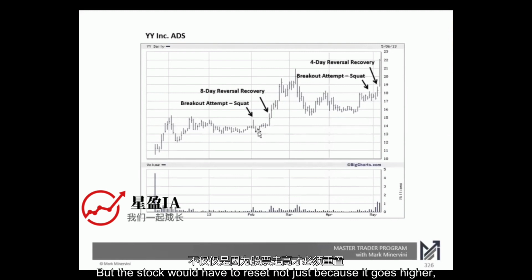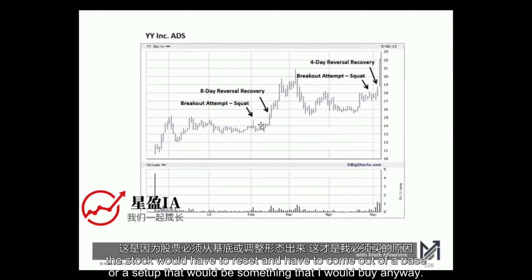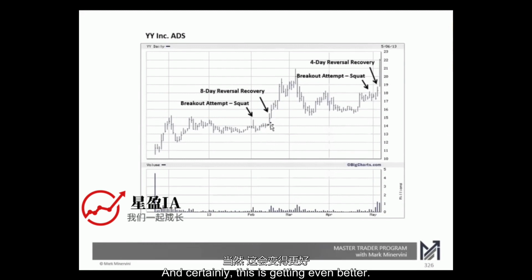But the stock would have to reset, not just because it goes higher. The stock would have to reset, and it'd have to come out of a base or a setup that would be something that I would buy anyway. And certainly this is getting even better. You see it tighten up nice here with the pivot. And now it comes out and it takes out that high, and you get that reverse recovery.